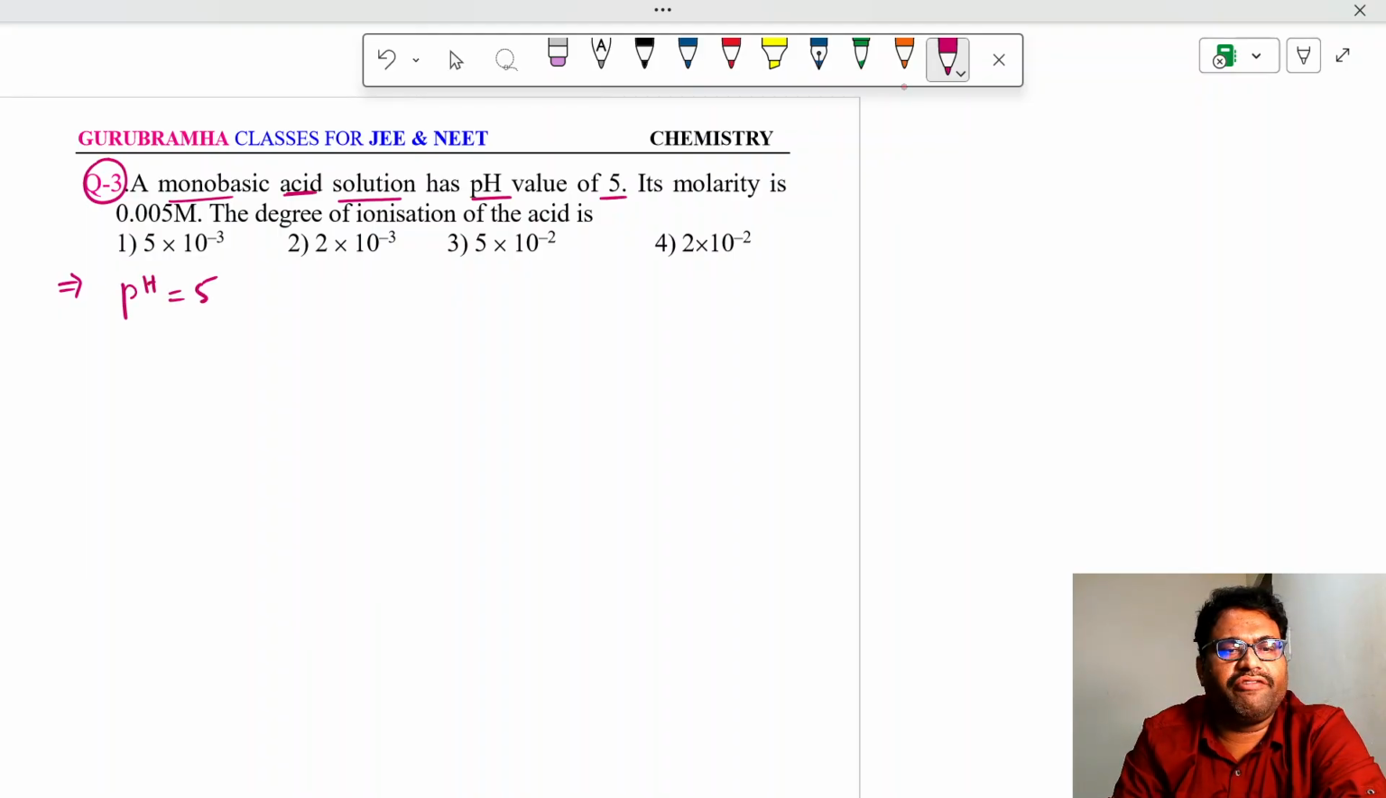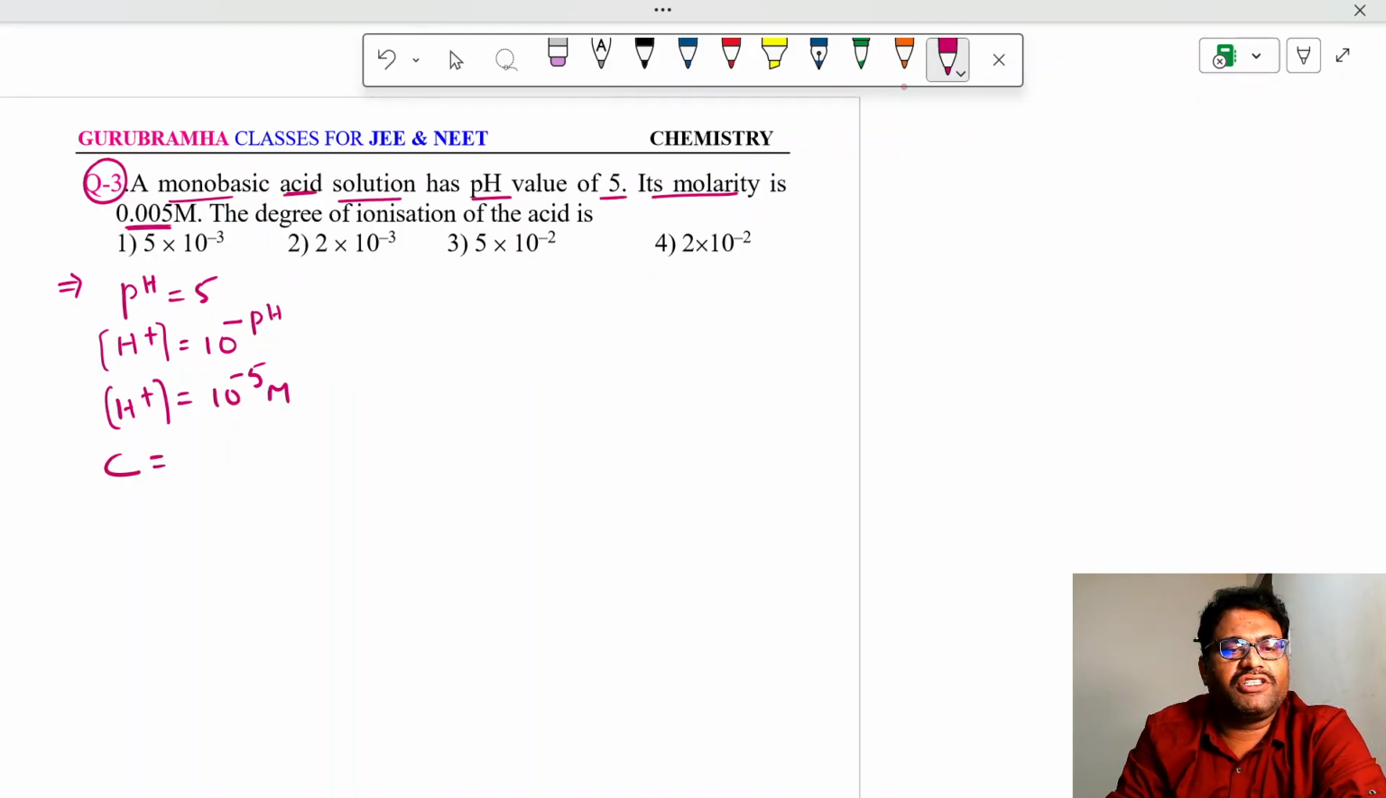If pH is given, then what will be H plus ion concentration? We know that if pH is given, H plus ion concentration is equal to 10 power minus pH, and that is equal to 10 power minus 5 molar. So we know H plus ion concentration. And what is given? pH is equal to 5. Its molarity is 0.005 M.